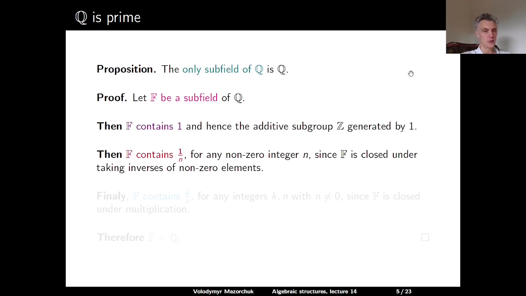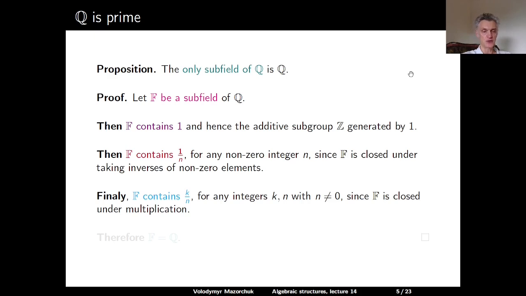Then F contains 1 divided by n for any non-zero integer n, because it must contain inverses. A field should be closed under taking inverses. So we have the inverses of all non-zero integers, and we can multiply those inverses with integers.